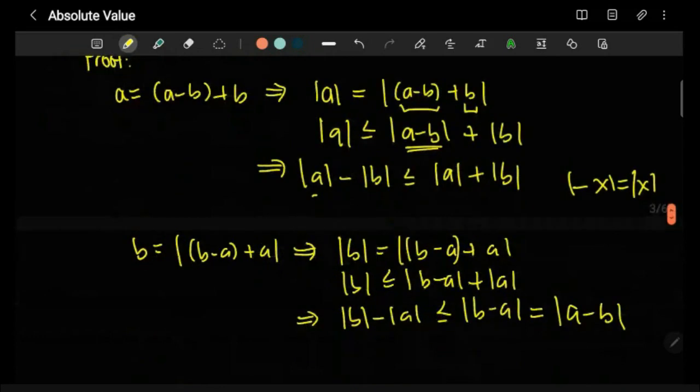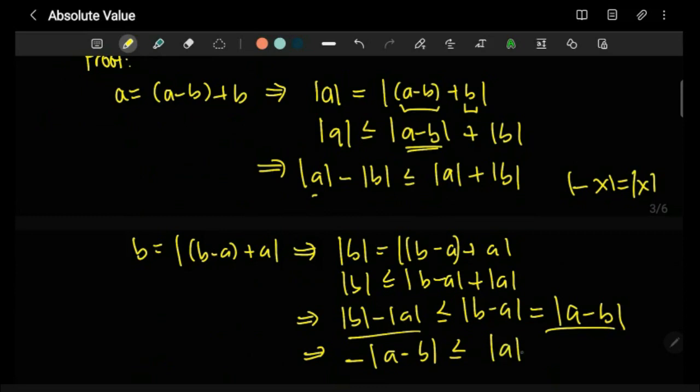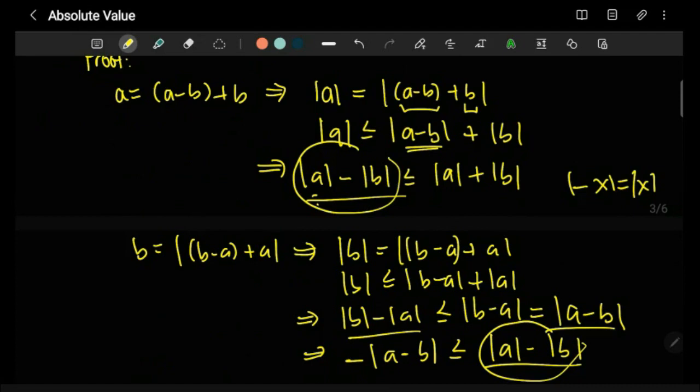So, ganyan ulit. Ililipat ko siya sa kabila. Tapos ito, ililipat ko sa kabila. So, ito, transpose ko sa kabila. Ito, transpose ko sa left. So, it will become negative absolute value of A minus B is less than or equal to absolute value of A minus B. Mababaliktad yung sign. Para magkamukha na sila nito. So, ito na yung common. Tapos, nasa gitna siya nito. Wait, this is a wrong expression. Wrong expression, sorry. It should be this one, di ba? A minus B. Yan. Okay.